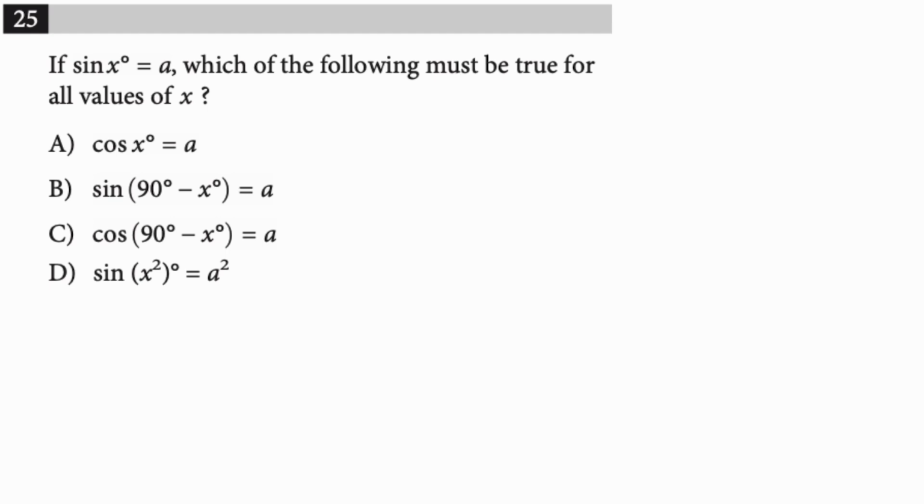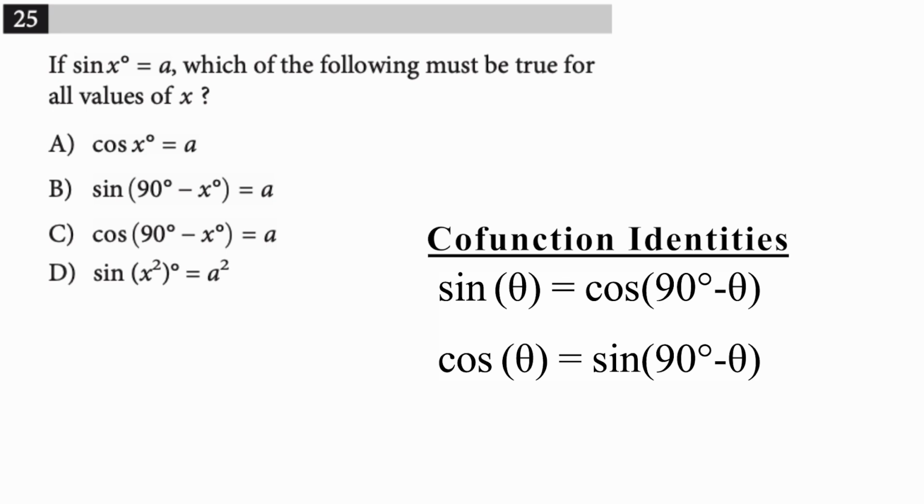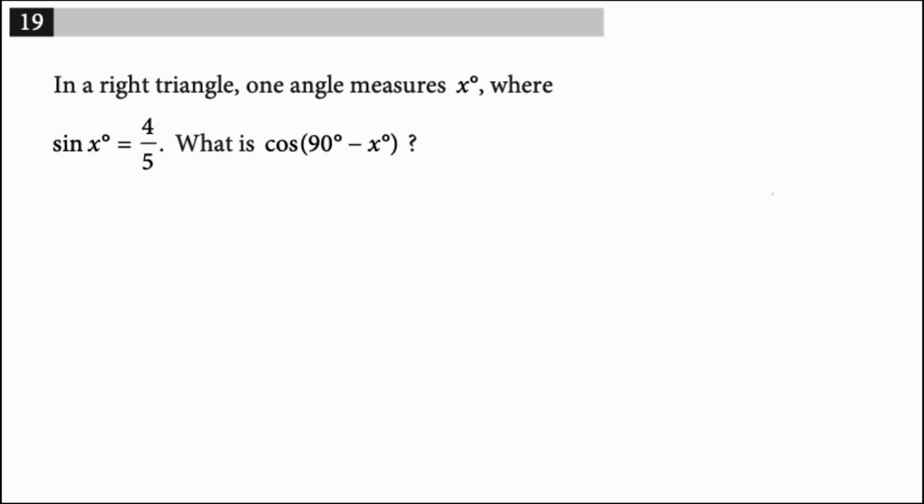If sine of x is equal to a, which of the following must be true for all values of x? If you remember your cofunction identities, then there's no work to do here. The answer is C. In a right triangle, one angle measures x degrees where sine of x is 4/5. What is cosine of 90 minus x?